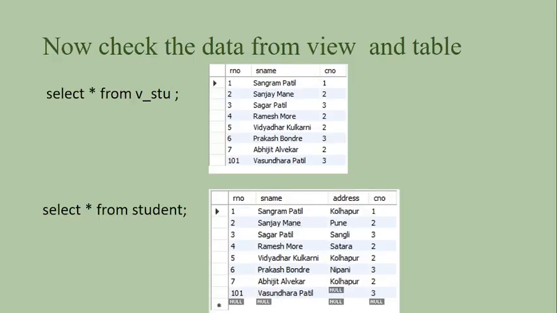Now if you check the student data, in student it will give you roll number 101, and in the view also it will give you 101, which we have inserted. Address we have not mentioned, so it displays null in the table. But in the view we don't have address, so it displays like this. So we have inserted data into the view, and that will automatically reflect in the base table.